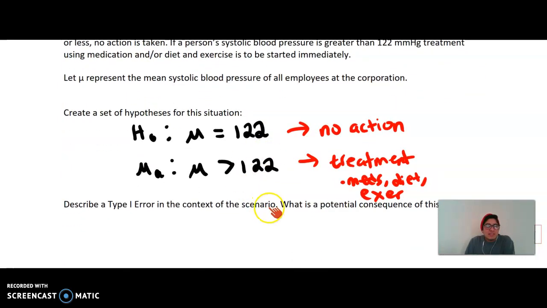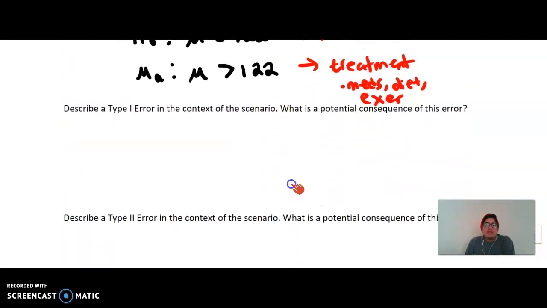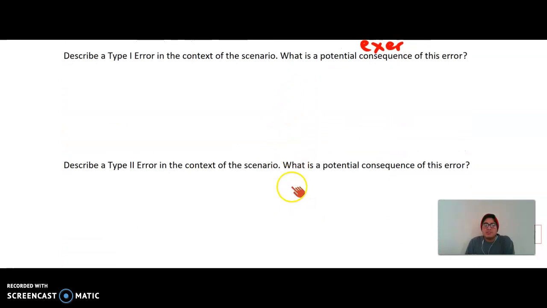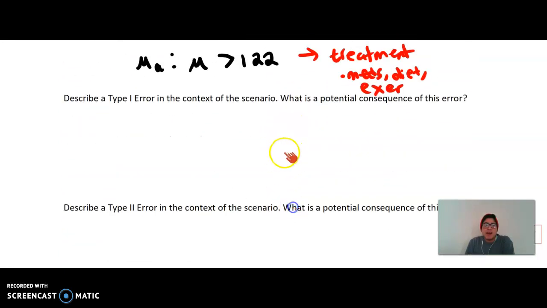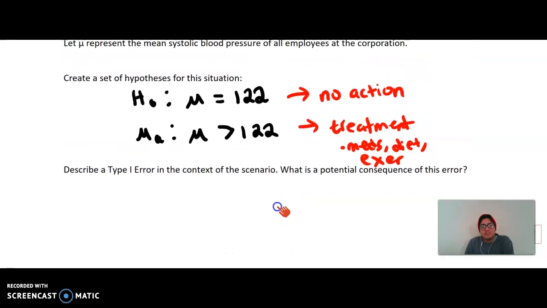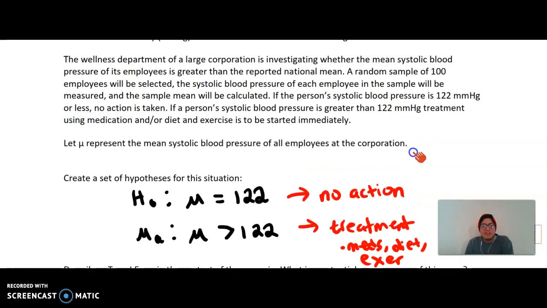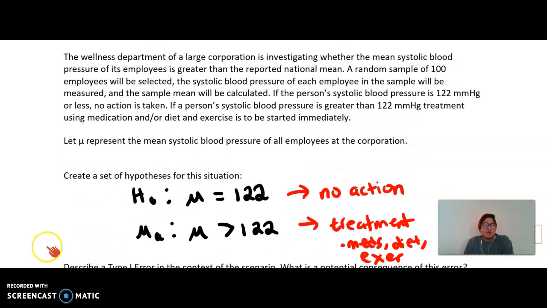Using now this given information, go ahead and identify a type 1 with the consequence, type 2 with the consequence, and the power of the test with its consequence. And yes, consequences can be positive. So I'll leave this here for you. Go ahead and pause the video and attempt these out, and then we'll go over the answers in just a few moments.